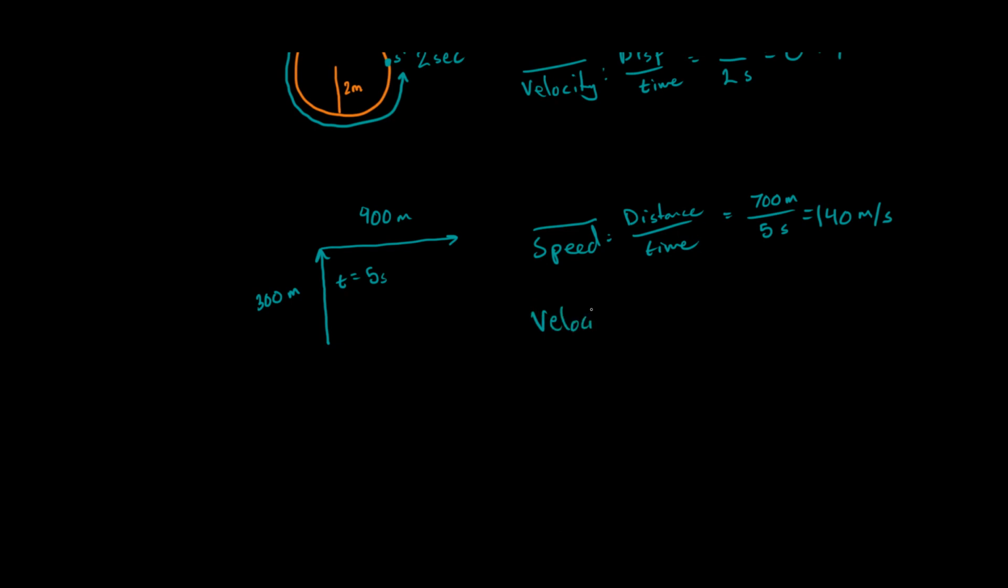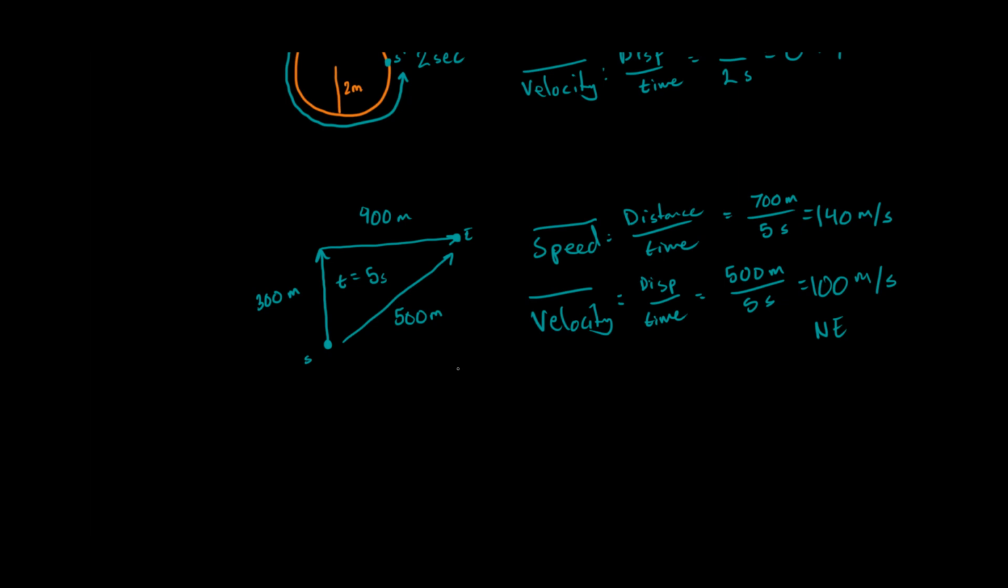My velocity, on the other hand, is my displacement divided by my time. So my displacement, remember, is the straight line path from where I started to where I ended. So in this case, this is my displacement vector. And we said that this is a 3, 4, 5 triangle. So this is 500 meters. So it's going to be my displacement over time, which is 500 meters in 5 seconds, which is 100 meters per second northeast. It's not exactly northeast, but it's estimated for the sake of this problem.